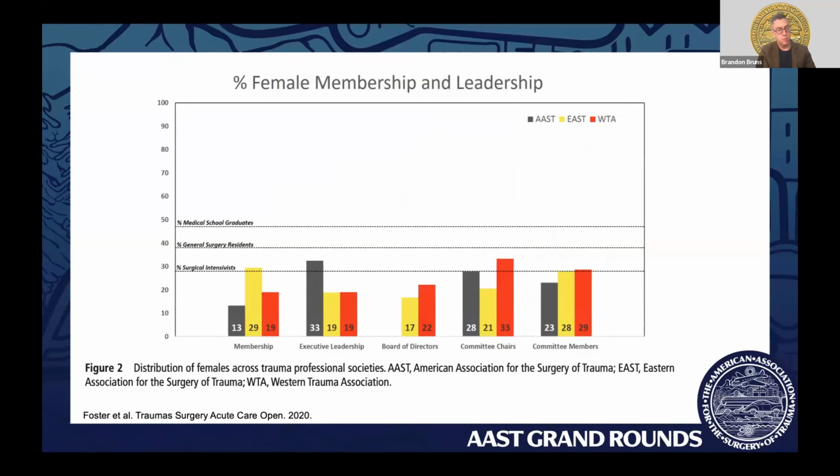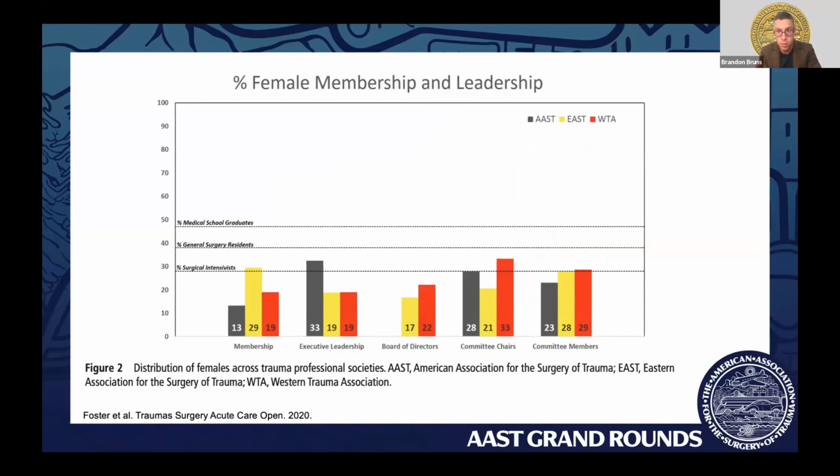So this paper was a retrospective collection of membership, leadership, and other data. This is from the 2016 to 2018 annual meetings of some of our surgical societies. If you look at East, which is the yellow bar, compared to membership, you can see that representation in executive leadership and the board of directors fell behind. Committee membership closely mirrored actual membership.